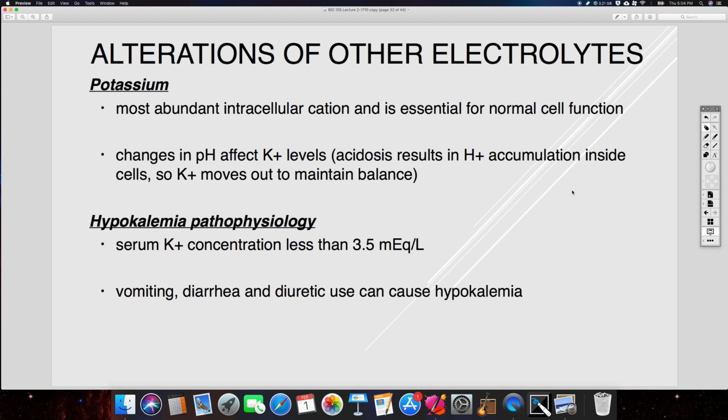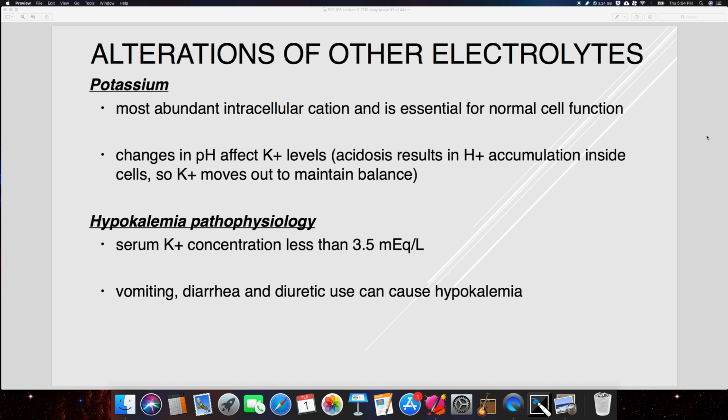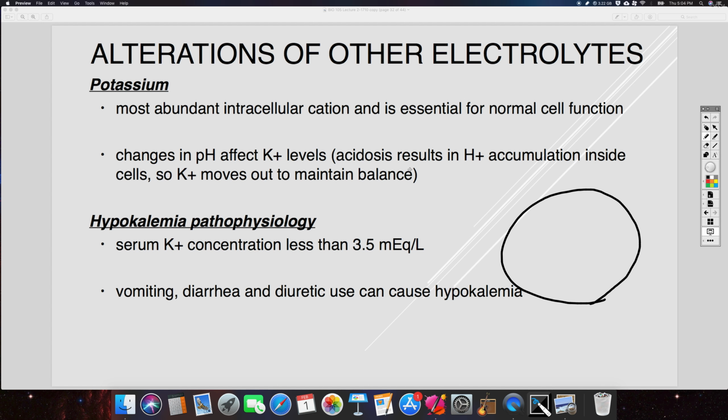Okay, so potassium, the most abundant intracellular cation, very, very important. Also important to note is that changes in pH affect potassium levels. So basically, if somebody is acidotic, okay, we'll say this is a cell, somebody's in acidosis, what happens is acid, H+, think of it as H+, moves into the cell. All right, we know that potassium is in high concentration in the cell. So when you have more positives coming in, potassium leaves. Okay, so potassium is going to leave in order to maintain electroneutrality, maintain balance. Okay, so that's an important point.